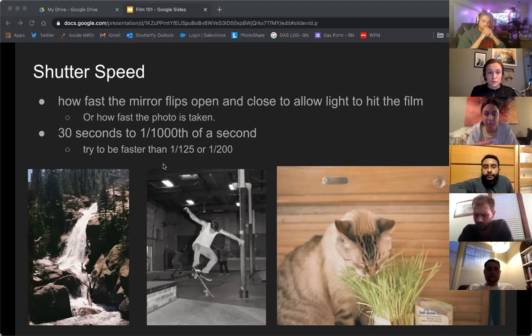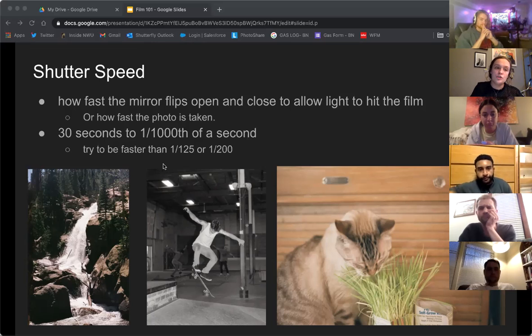But depending on how much light you have, you may need to take more time for the photos. So as a general rule, to avoid that kind of motion blur that you saw in the last photo, as well as the photo of the cat eating the grass, naturally as one cat does, you want to be a little bit faster than 1/125th of a second or 1/200th of a second. Those are kind of good ground rules to be faster than.